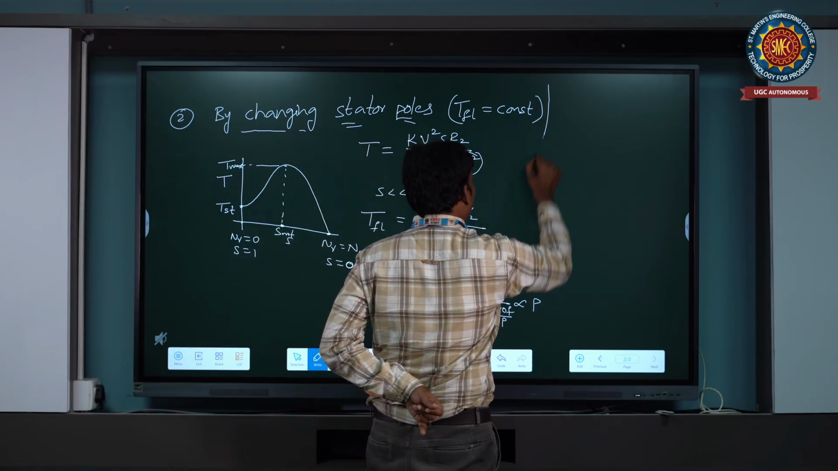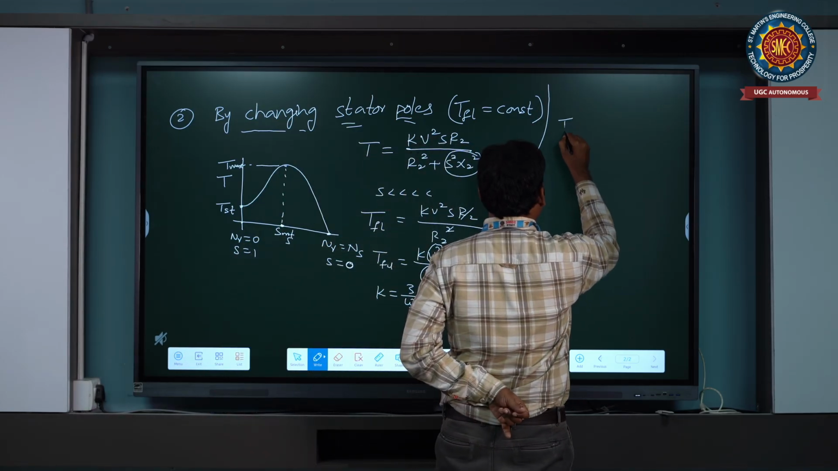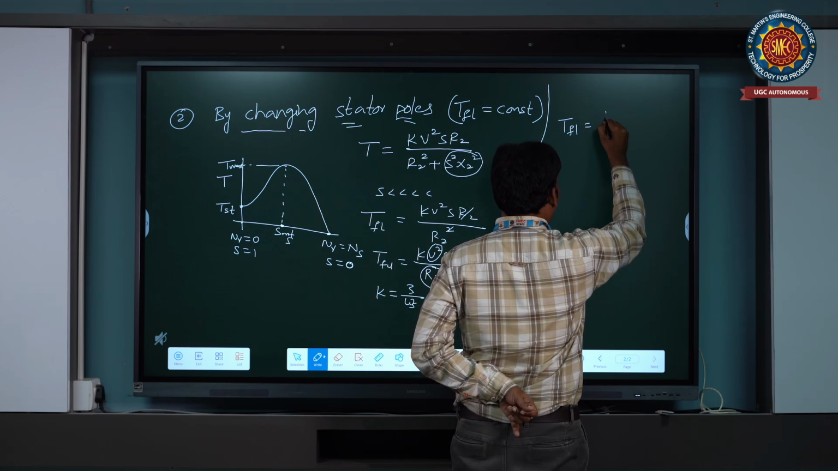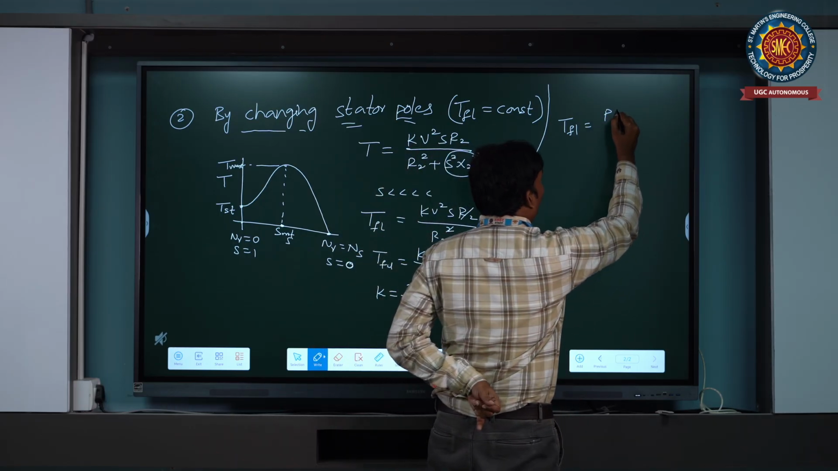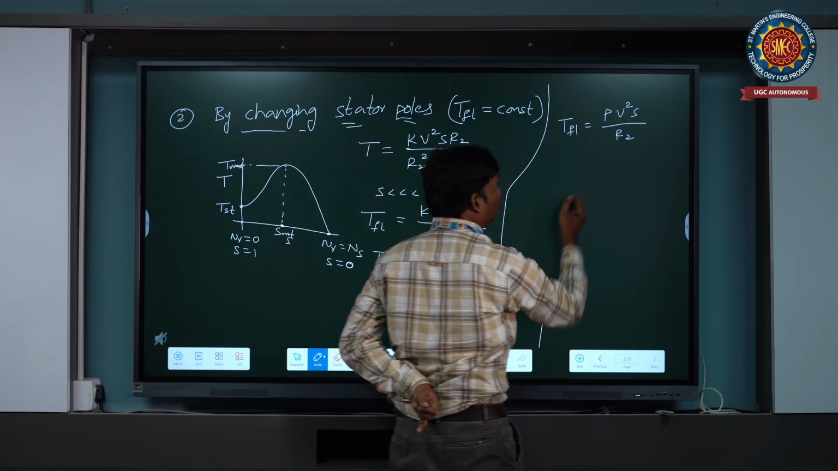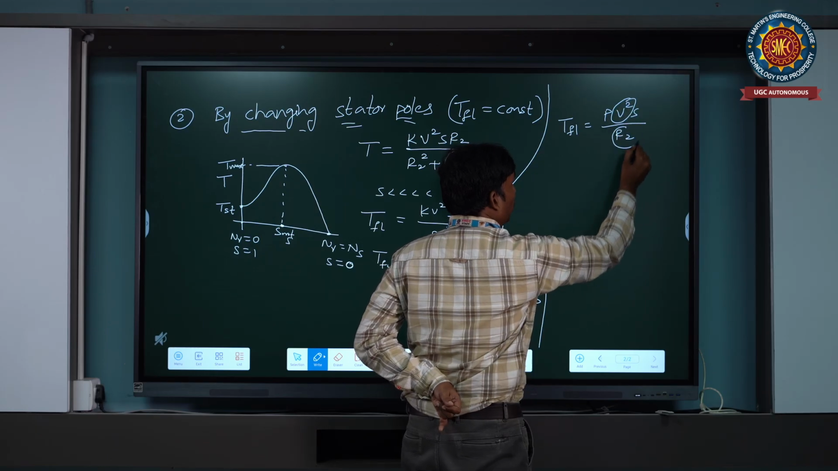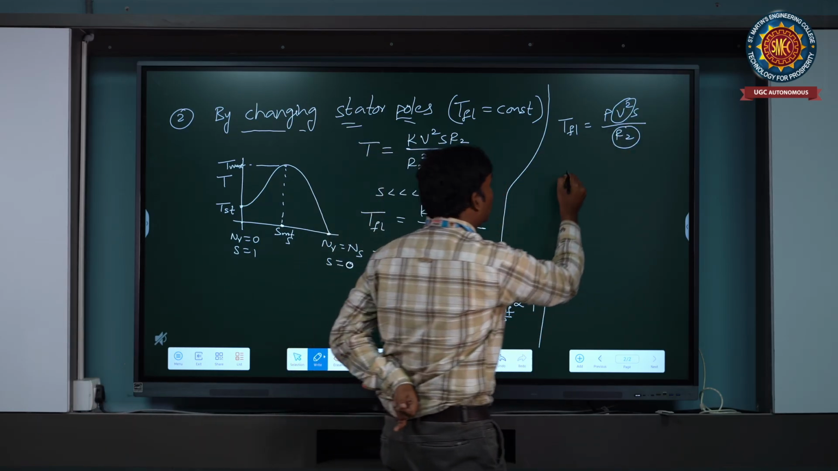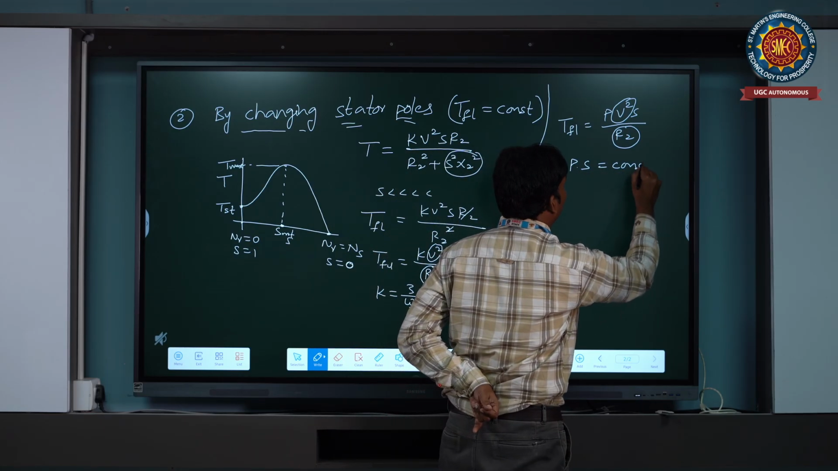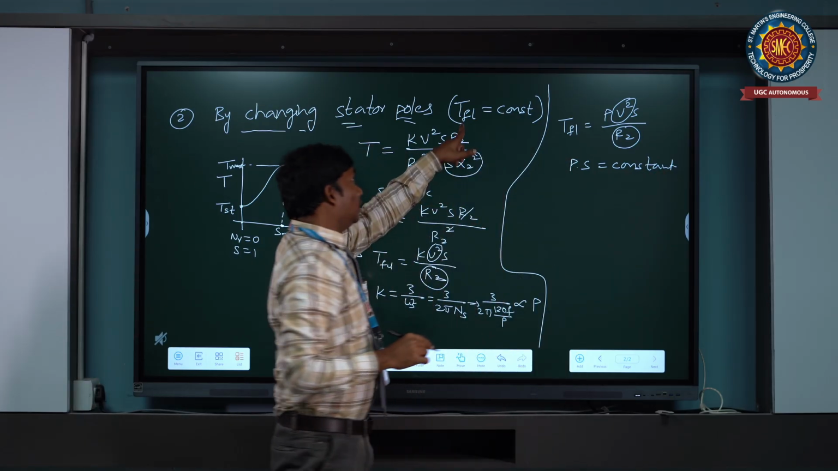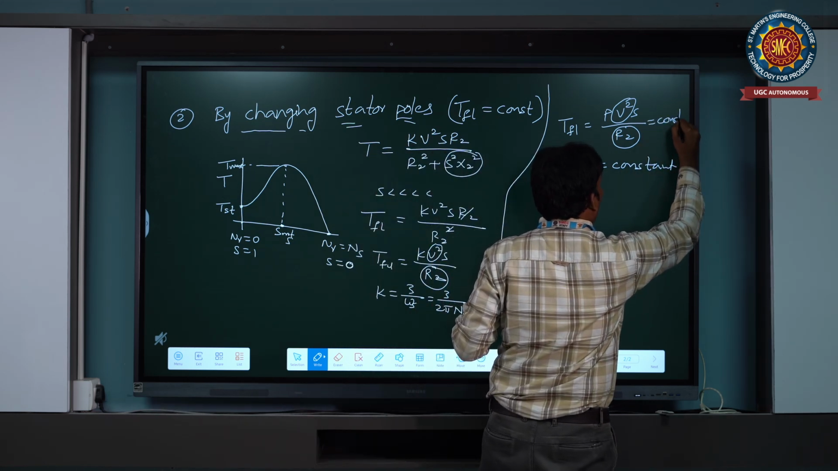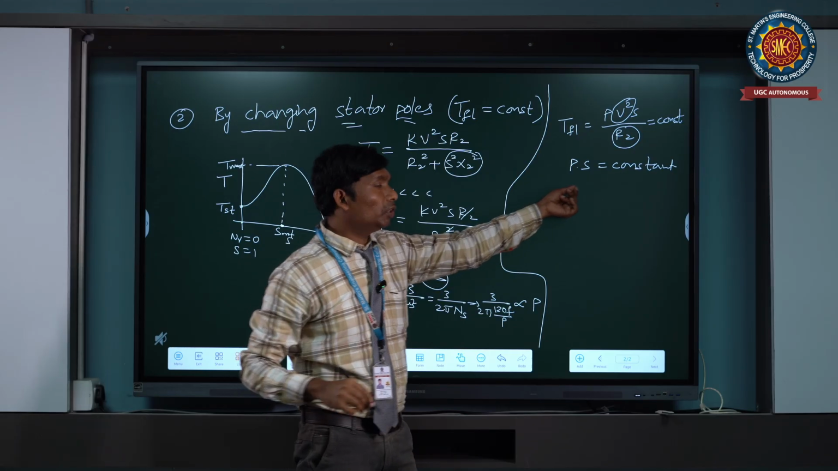Full load torque equals P V square S by R2. I am not talking about supply voltage and rotor resistance. Here poles and slip equals constant. Why? Here we are taking the condition that full load torque should be constant. That's why poles into slip equals constant.